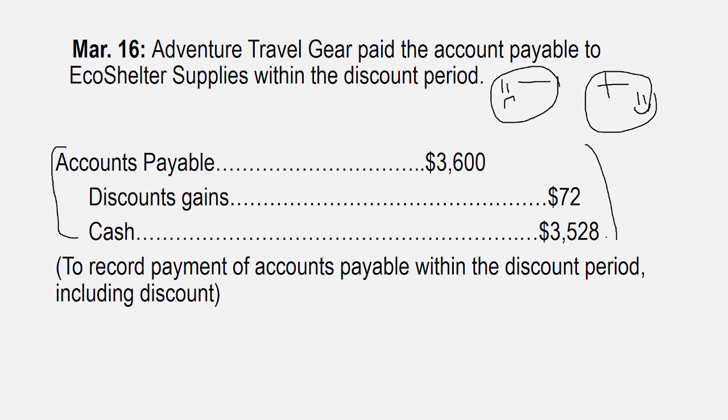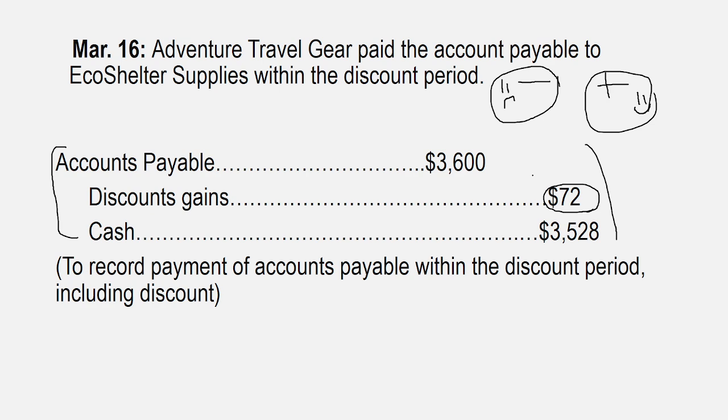To record this payment in the accounting records, Adventure Travel Gears debits accounts payable for the full invoice amount of $3,600, reflecting the elimination of the liability owed to Eco Shelter Supplies. Additionally, they debit the discount gains account for $72, representing the discount received by paying within the discount period. In fact, this $72 shows the amount that we gained because we paid during the discount period.